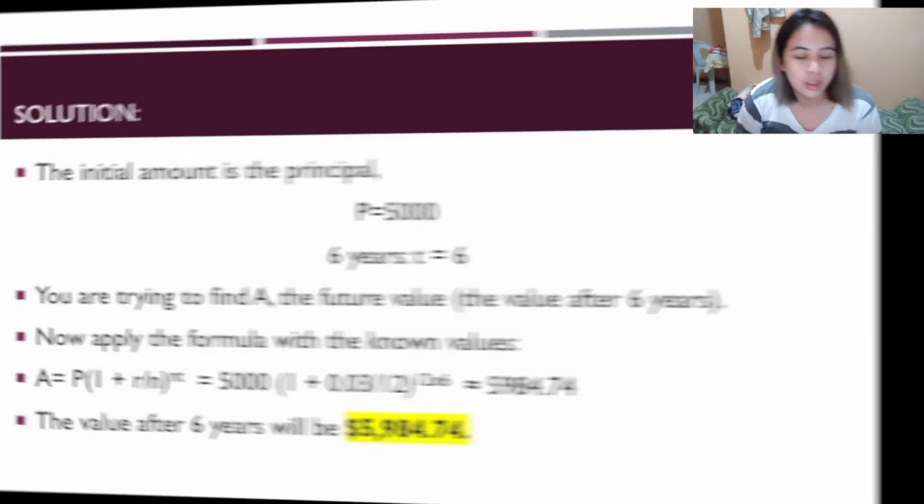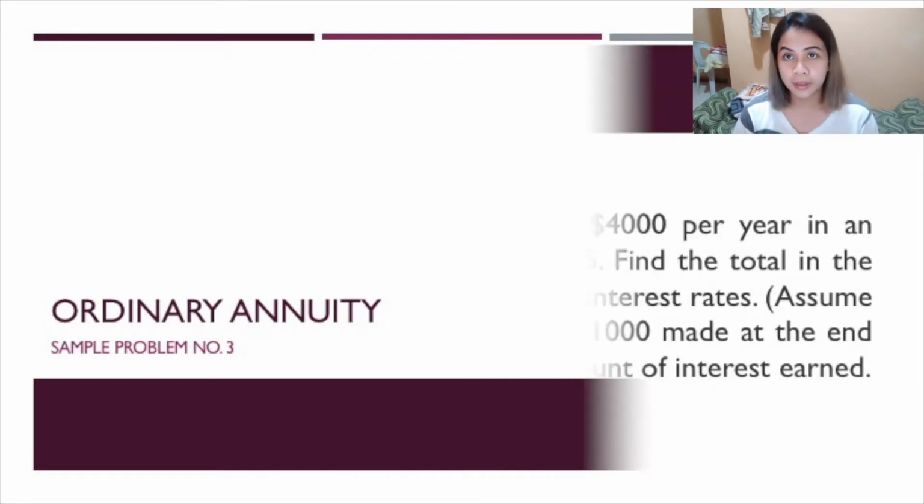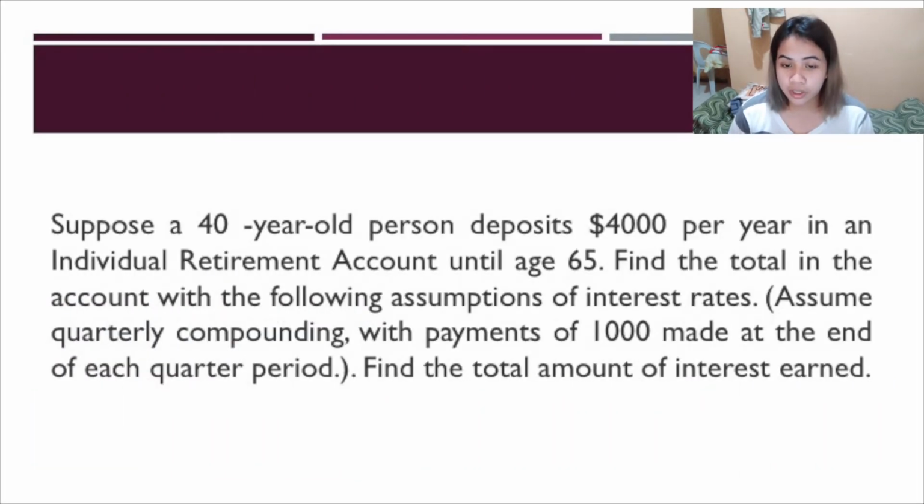For the next problem, we will talk about ordinary annuity. An annuity is a series of equal dollar payments that are made at the end of equidistant points in time, such as monthly, quarterly, or annually, over a finite period of time. If payments are made at the end of each period, the annuity is referred to as an ordinary annuity. For the sample problem, suppose a 40-year-old person deposits $4,000 per year in an individual retirement account until age 65.